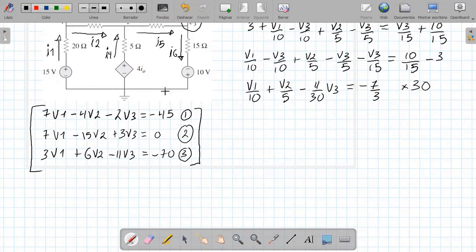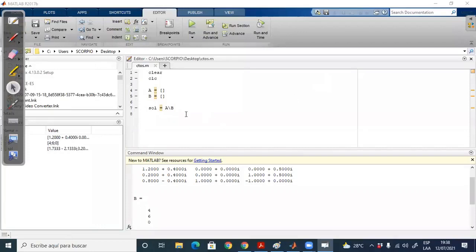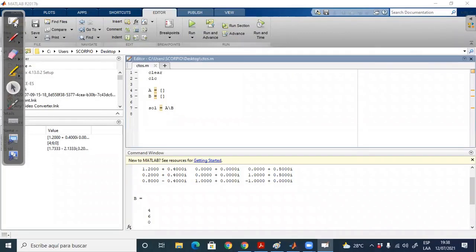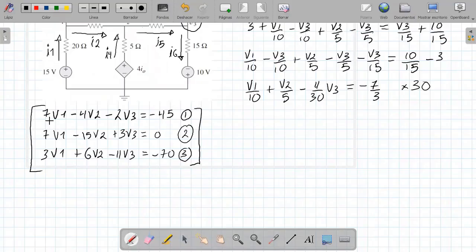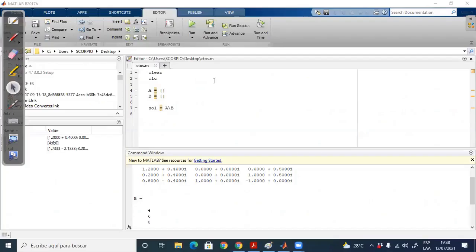Okay, we now have 3 equations with 3 unknowns. We can solve it in many ways. As I have said in previous videos, you can use calculators. There are calculators that solve that, the internet, a program, or in this case I am going to use MATLAB. Let's notice that the first equation is 7, minus 4, minus 2.